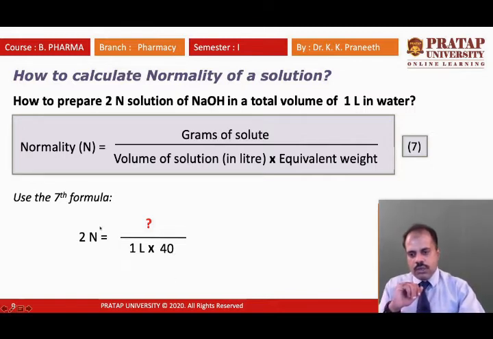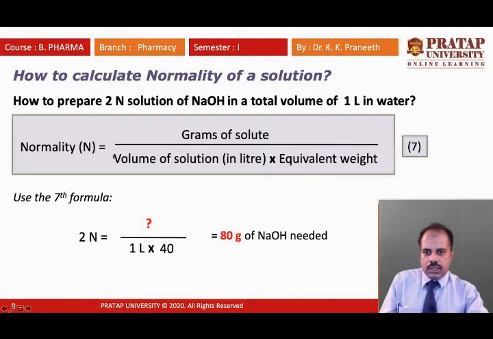So how to calculate the number of grams of sodium hydroxide needed? 40 into 1 into 2. So if you cross multiply that, you get 80 grams as the answer, which is needed to prepare this 2 normal solution.